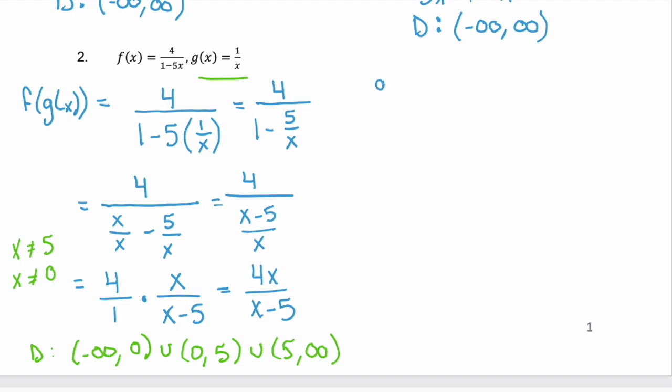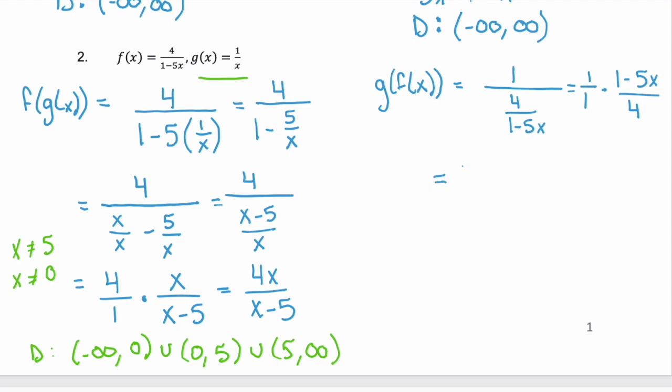Let's look at the other composition, g of f of x. Remember, we're looking at the function g, and every place there's an x, we have to replace that with the value of our f function. So we have 1 over x as our g of x, and x gets replaced with 4 over (1 minus 5x). The numerator is the same as 1 over 1, and we can multiply that by the reciprocal of the denominator, which is (1 minus 5x) over 4. So that simplifies to (1 minus 5x) over 4.